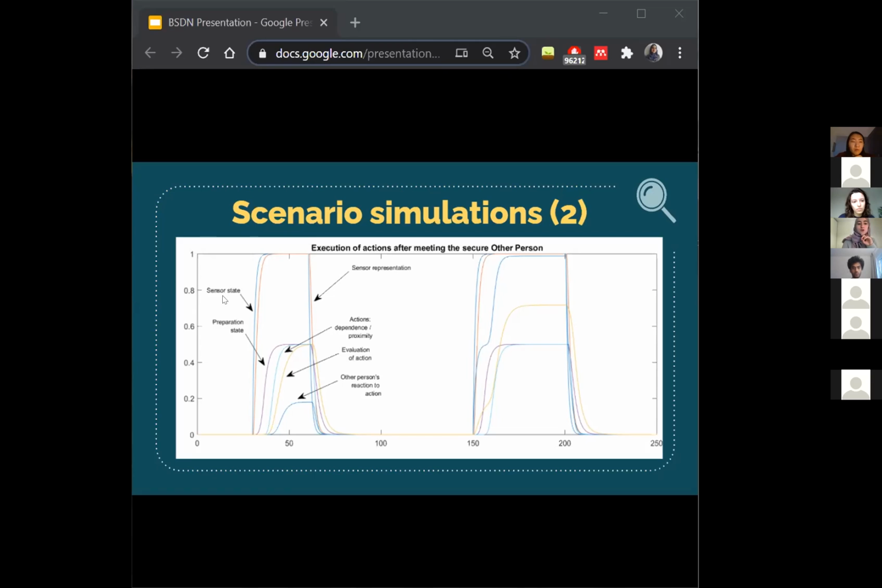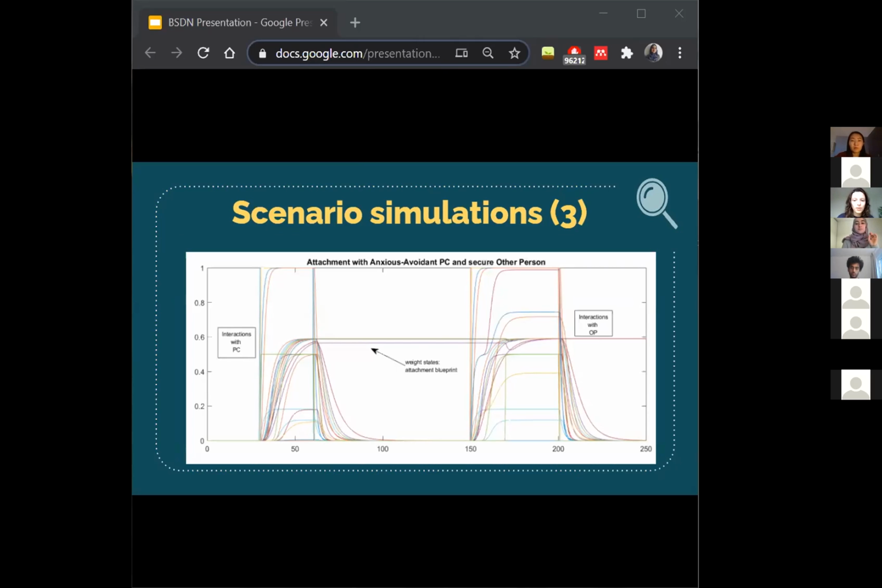So first you will start with the sensor state when this person comes into the life of the individual, and then preparation towards the action, execution of the actions, evaluations of the actions by the individual, and the other person's reaction to the action. And all those two actions overlap, the two evaluations overlap, everything is kind of in an equilibrium.